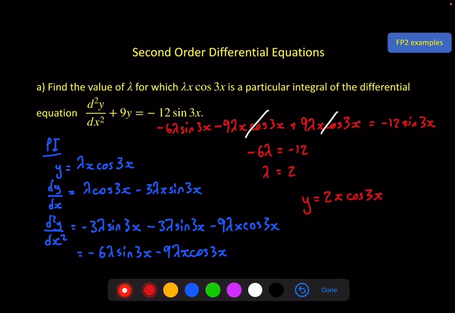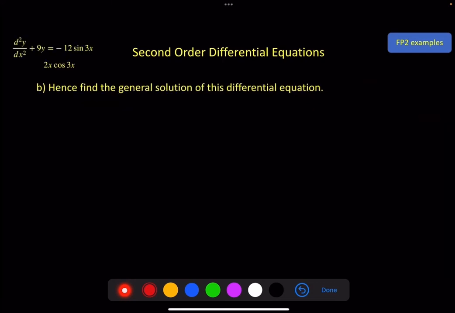We can use that to help us in part B, where we need to find the general solution of this differential equation. I've put the equation up here and the particular integral we're using here. Having found the particular integral, all we need to do now is find the complementary function, and that's using the coefficients of the left hand side. We've got m squared, there's no m, and then a 9. So we've got m squared plus 9 equals 0, which gives us m is equal to plus or minus 3i.